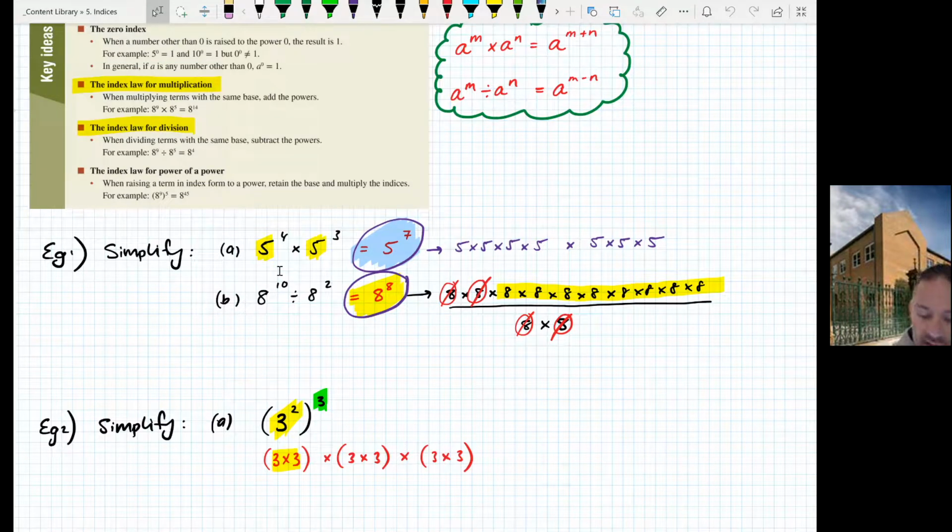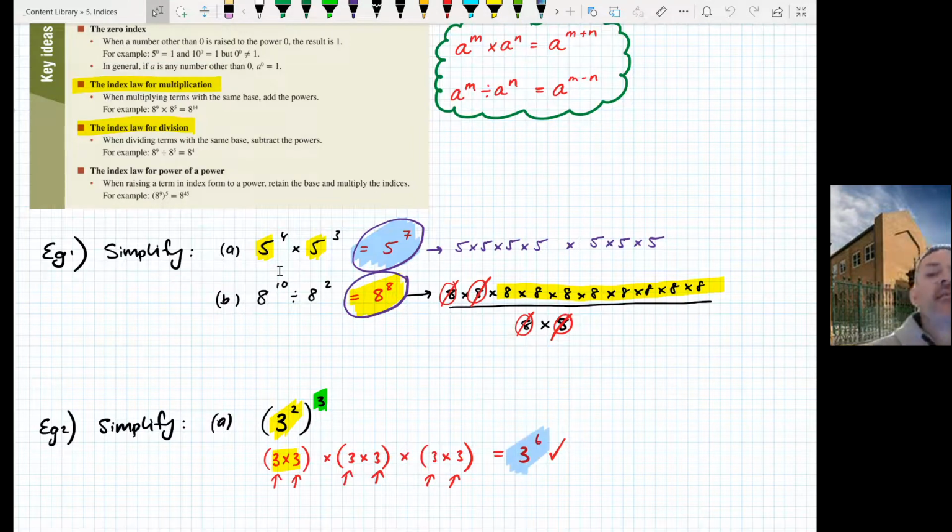Now, if I wanted to write this in a shorter way, like we did in example 1, how many 3's are we multiplying by itself? Well, we have 1, 2, 3, 4, 5, and 6. So we actually have 3 to the power of 6.